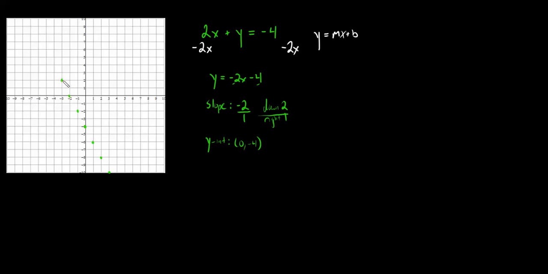So now I'm going to connect these points with a nice solid line and extend it in both directions. Okay, so that would be this particular graph. This graph here is the graph of 2x plus y is equal to -4.